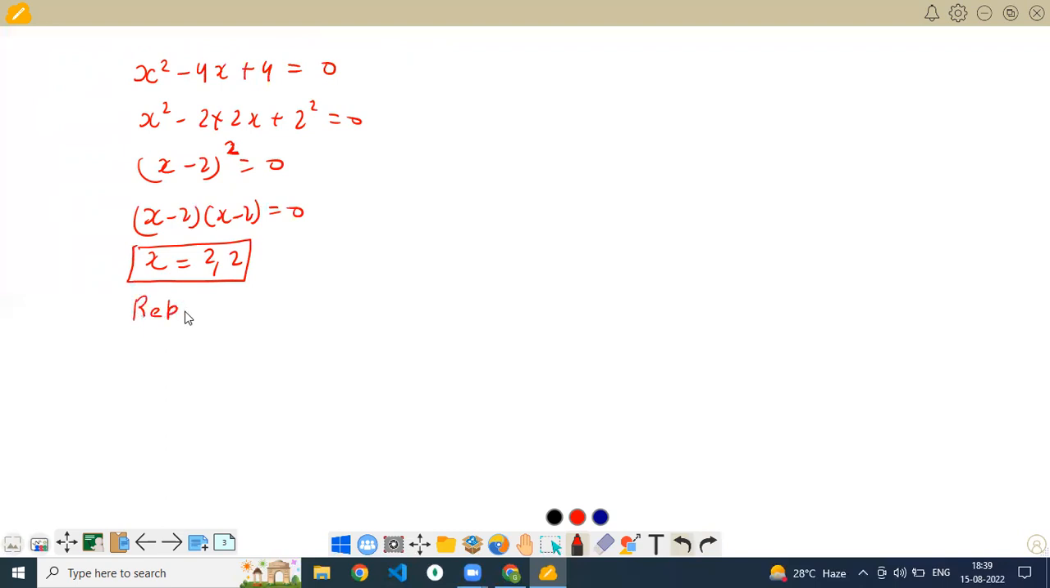Or we say that it is a repeated root. Whenever the quadratic equation can be converted into a perfect square, you'll always get a repeated root. For example, x square minus 6x plus 9 is equal to 0 can be written as x minus 3 whole square. So 3 is the repeated root. I am taking very simple examples where the roots are integers, but they can be fractions, rational numbers or irrational numbers also. You have to practice all those questions.